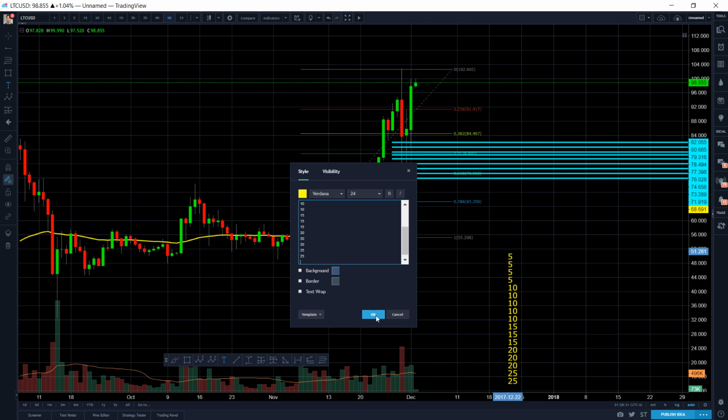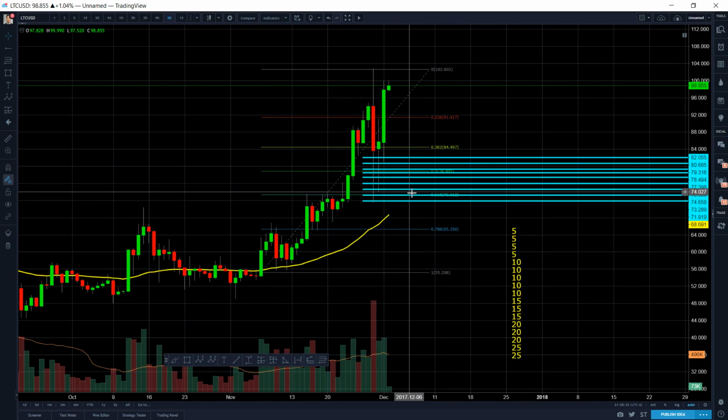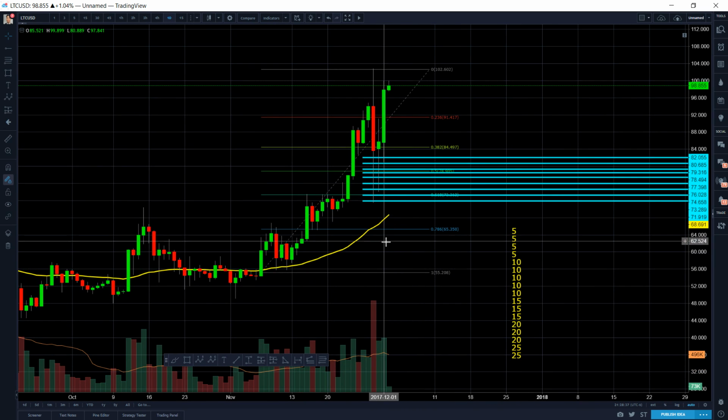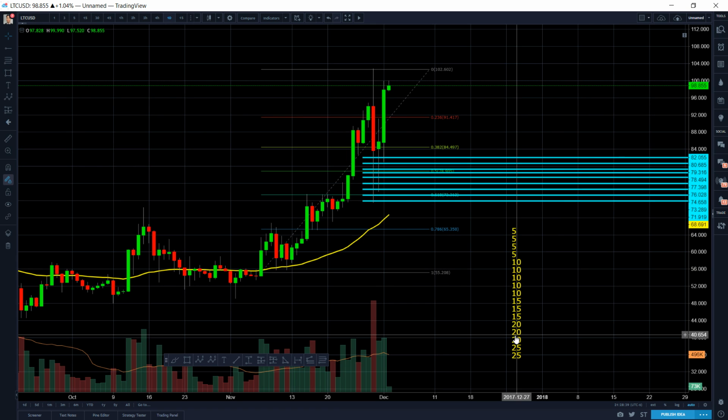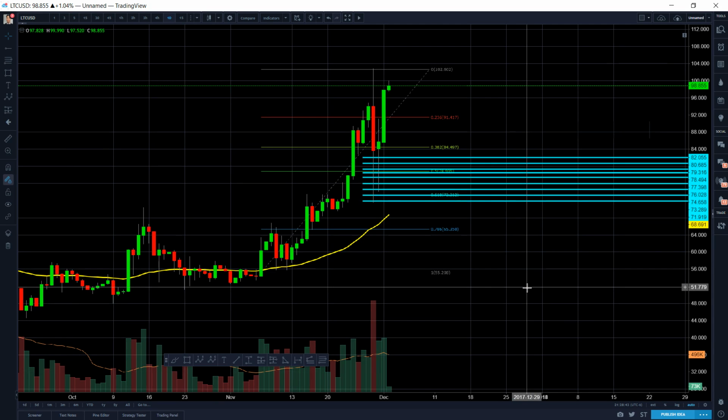The reason why you want to stack your ladders like this is because the closer you get to the 0.6, the more you want to buy, because then that's more likely for it to reverse. So this is how I ladder my buys, and I have incredible success with it.